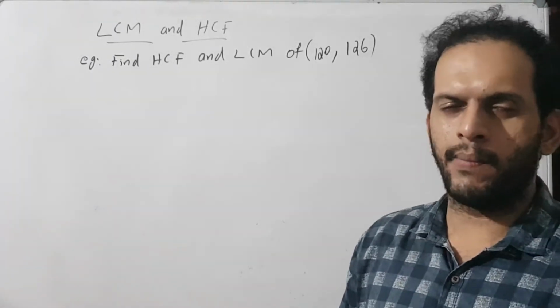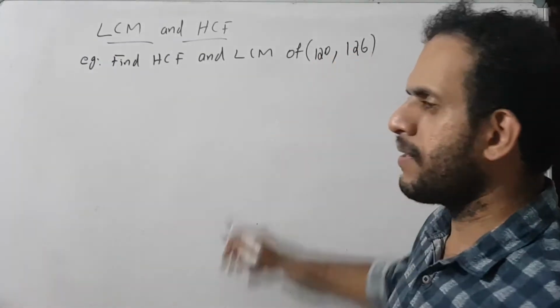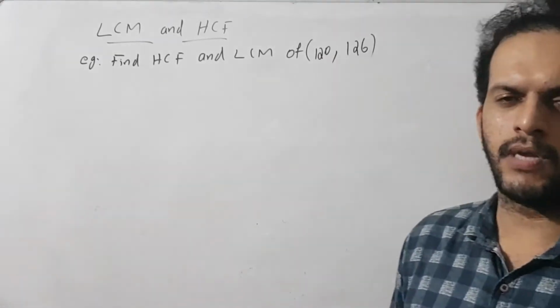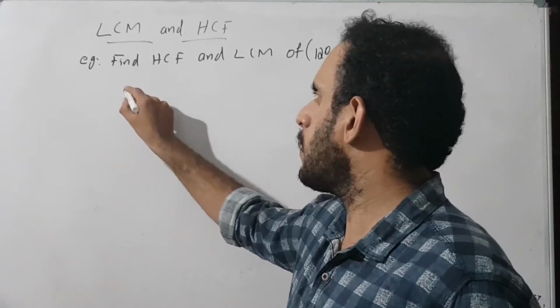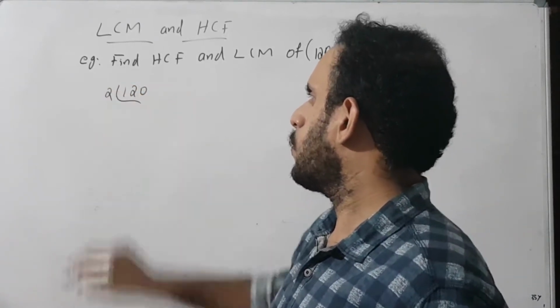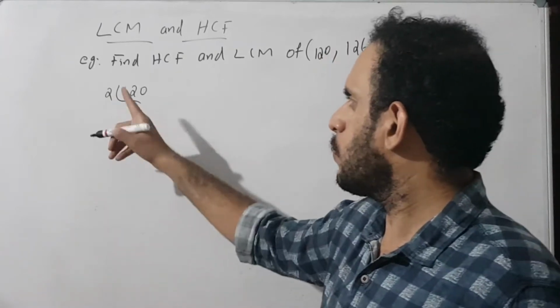Okay, നമുക്ക് എന്ത് കണ്ടുപിടിക്കണം മക്കളെ? 120യുടെയും 126ന്റെയും HCFും LCMും കണ്ടുപിടിക്കണം. Okay, so what is the first step? We factorize 120 and 126. 120, 2 times, correct? Then 2 how many times?